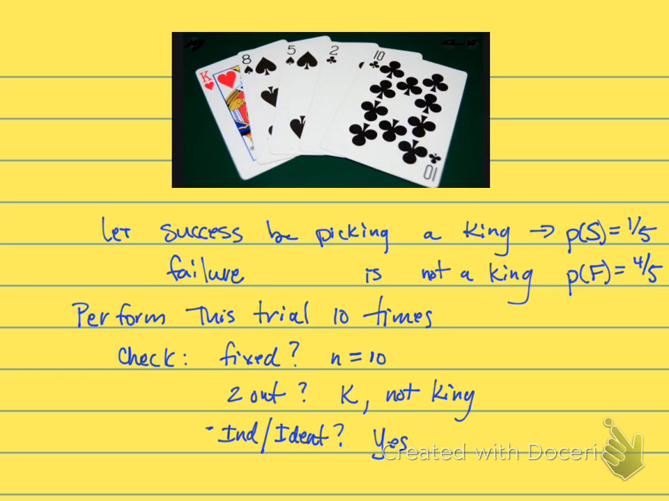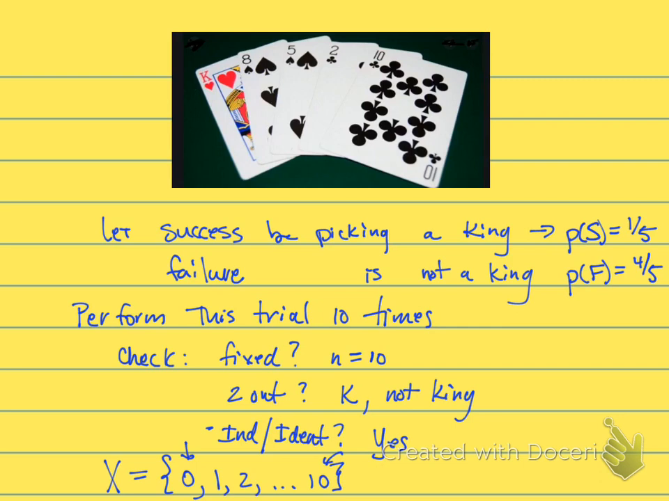And we're going to let x be the random variable that counts the number of successes. Okay, so x, in this case, could take on the values 0, 1, 2, all the way up to 10, where 0 is where I get no kings on all 10 trials, and 10 is where I get a king on every single trial of the 10.